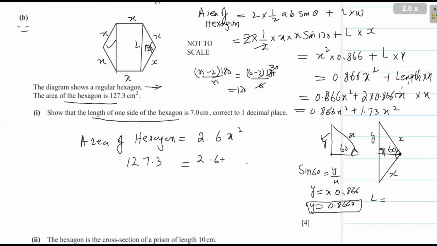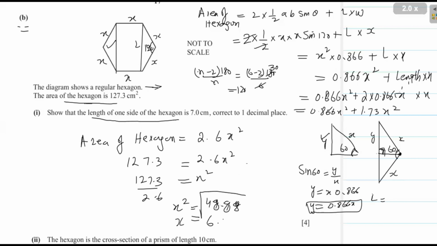And this value will be equal to 127.3, so 2.6 x square equals 127.3. Therefore, x square will be equal to 127.3 divided by 2.6. This will be equal to 48.9. To get the value of x, we take the square root. The square root of this value will be equal to 6.99. And this is approximately equal to 7, and this is the proof. We have proved the length of the side of hexagon is 7 centimeter.